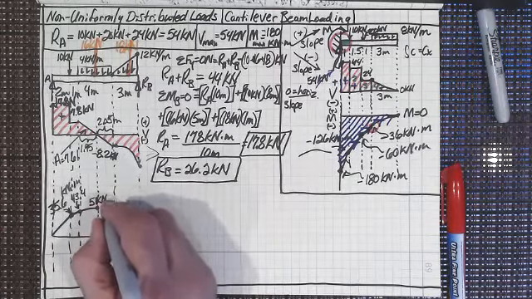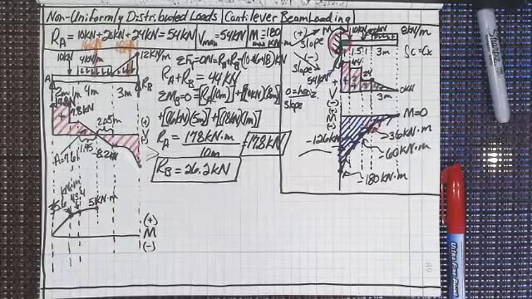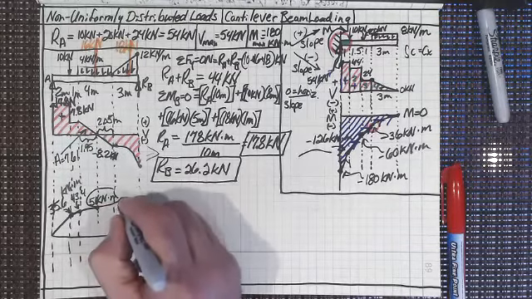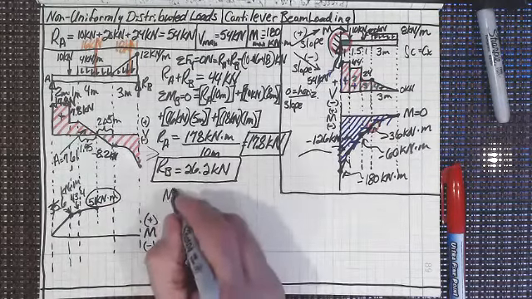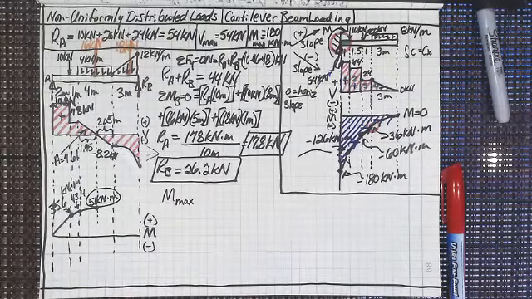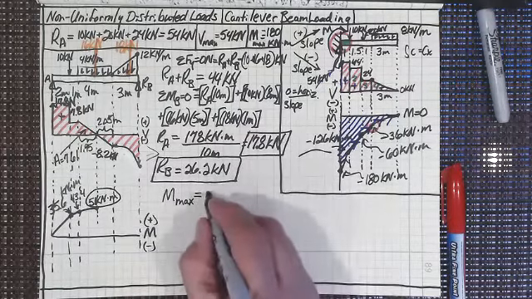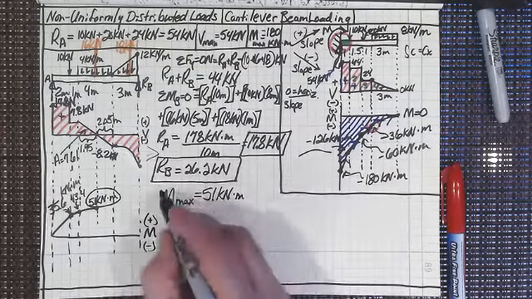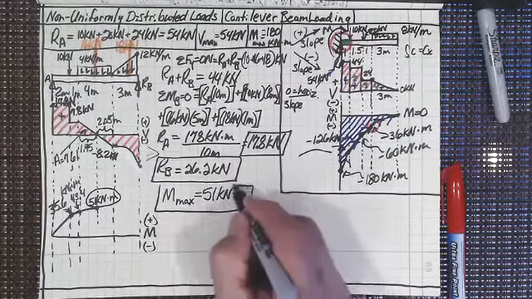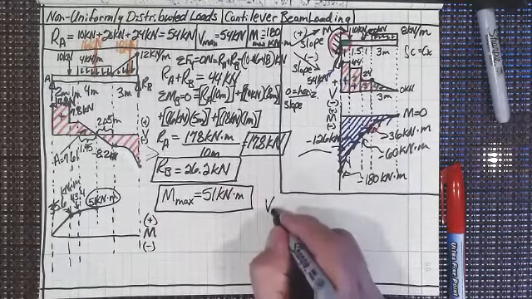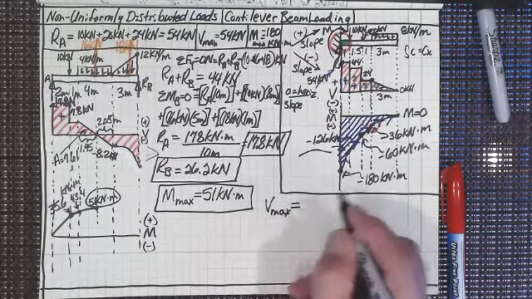51 kilonewton meters is going to be that, right? I'm going to circle that. In fact, why don't I just write it here? So M max. I'll go back to using the horrible ones. M max equals 51 kilonewton meters. So we've got R sub A, R sub B, M max now. We also want V max. V max, we have that right above, right?